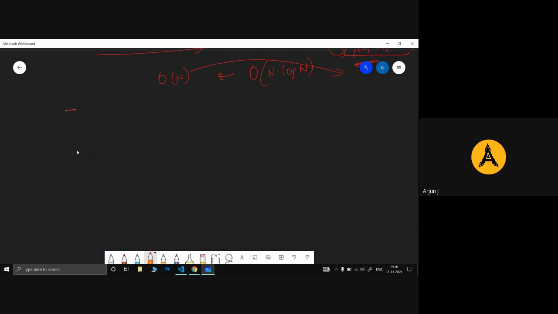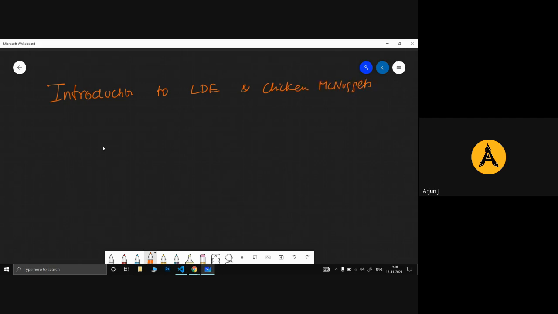And so the last topic is an introduction. Let me zoom in a little bit. This is going to be an introduction to linear Diophantine equation and Chicken McNuggets theorem. This is a concept that most of you would be unaware of. Even I came to know only a few days back when I was solving a problem on CodeChef, and the problem code is COPR16G. If you're really interested, you can go have a look at the same.